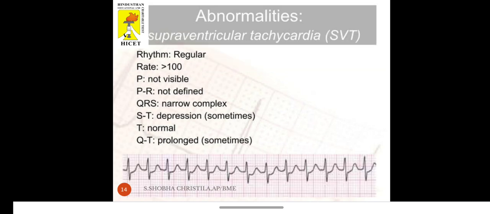Then we can see a typical abnormality waveform of a supraventricular tachycardia. So here the rhythm is regular, but the rate is very high, which is more than 100. And the P wave is not visible, PR is not defined, and QRS is a very narrow complex, and ST depression will be there, and the T is normal and QT is prolonged. So this is a typical tachycardia condition.